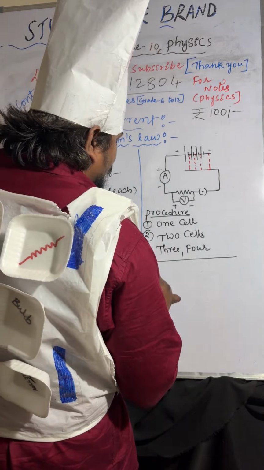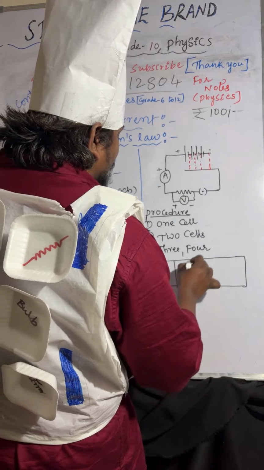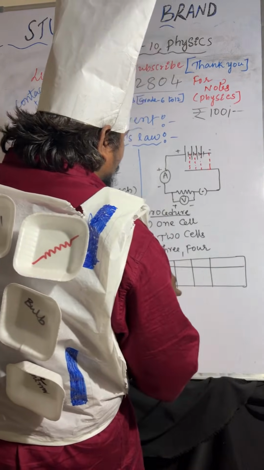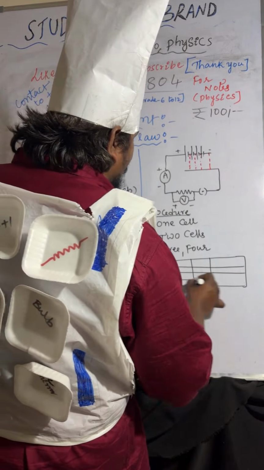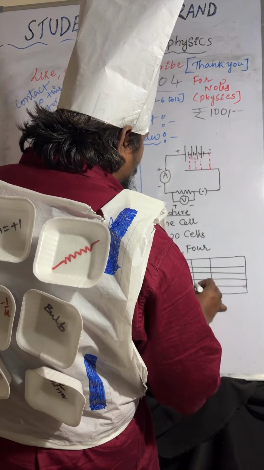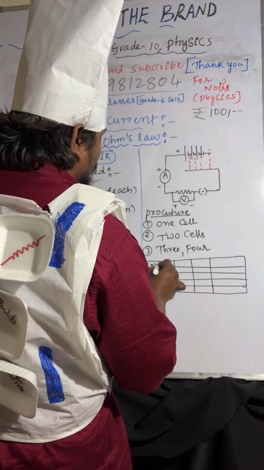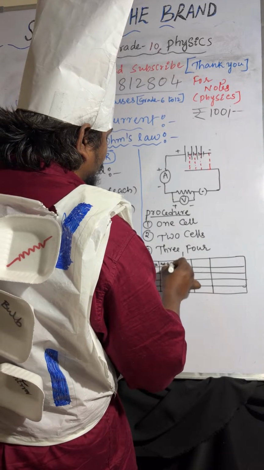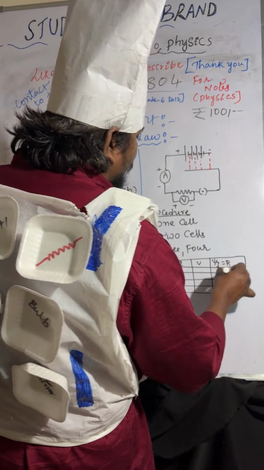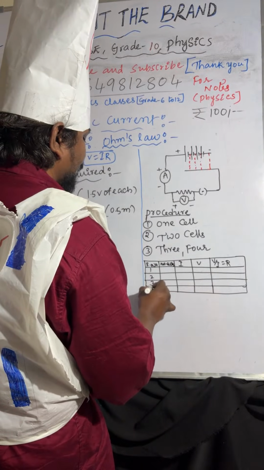So this is the tabular column: serial number, number of cells, ammeter reading, voltmeter reading, V by I equal to R. Here you can observe 1, 2, 3, 4.